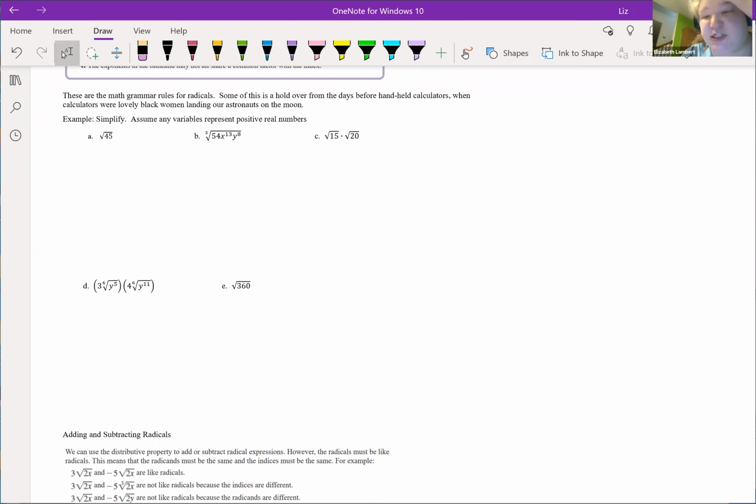All right, so I got a bunch of different problems here to practice this, and then we are going to continue to use this skill when we're adding and subtracting radicals. I do have a couple of these on the review for the test, for the midterm, which means, yes, it's going to show up on the test.